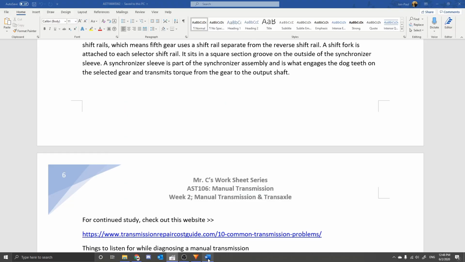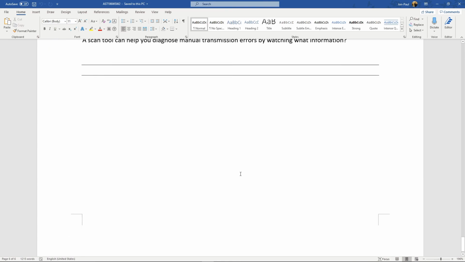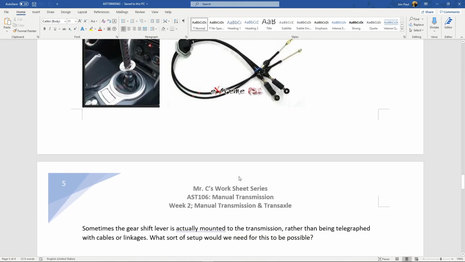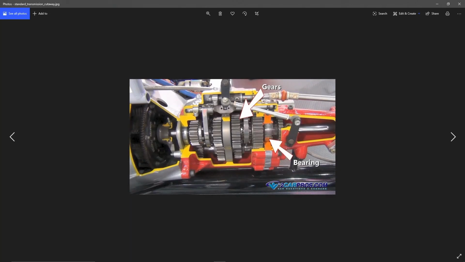And yeah, that's manual transmissions in a nutshell. Not a whole lot to it, pretty simple. It can be a little daunting to diagnose for this reason right here, because you can't see it from the outside, and if you go to disassemble it, you're disassembling the whole thing.